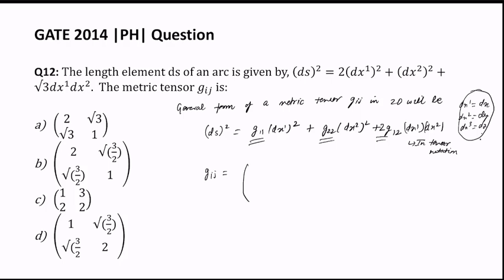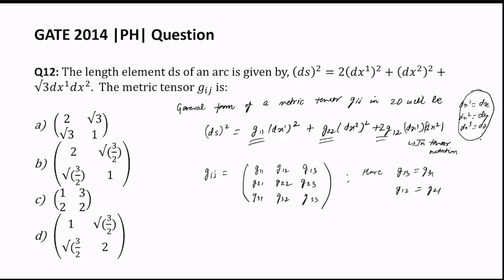So basically, for example, if you have a 3-dimensional case, in this one thing to remember is that they are symmetric, that is g13 is equal to g31, g12 is equal to g21. The metric tensor is symmetric in nature.